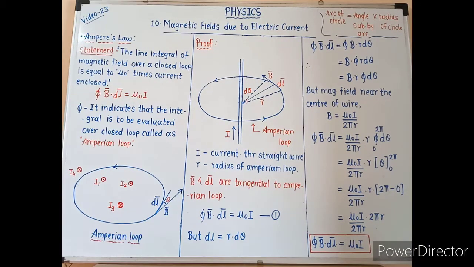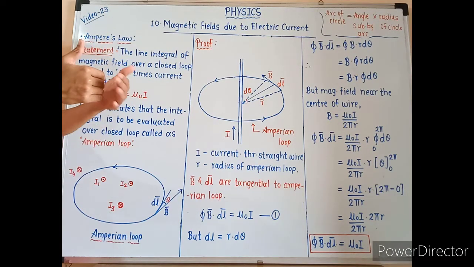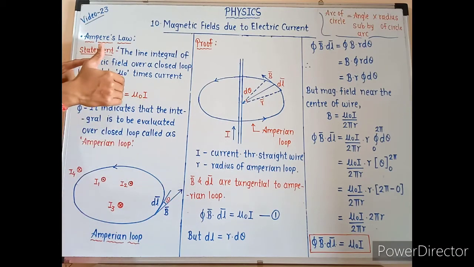Now, according to the right hand rule, consider this is the Amperian loop, that is the circular closed loop. Then curl your right hand fingers along this Amperian loop, and this curled finger shows the direction of magnetic field B bar, and this stretched thumb shows the direction of electric current.